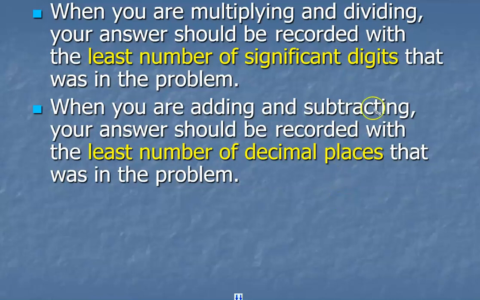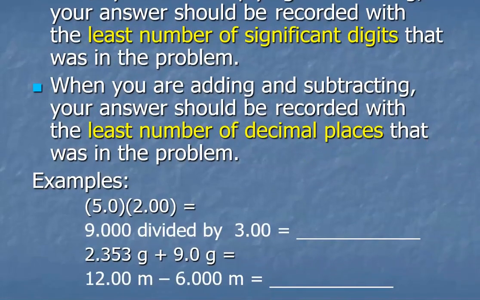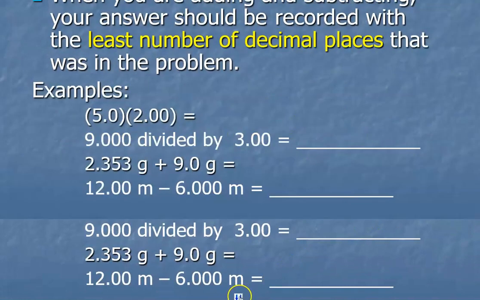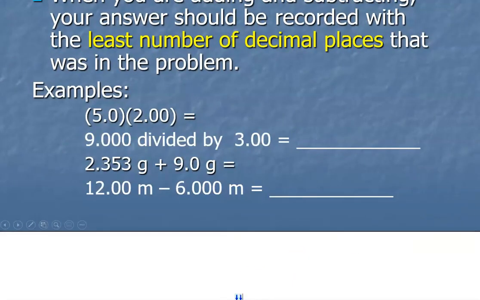So again, when we multiply and divide, it's least sigdigs. And when we add and subtract, it's least decimals. Okay, and I'm going to use an example here in a moment so that hopefully you understand that one. All right, so I have some little examples here. I'm going to go ahead and we're going to do the multiply and divide first, and then we'll do the add and the subtract.